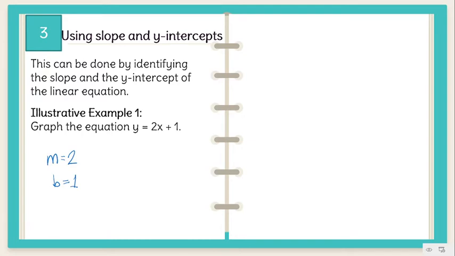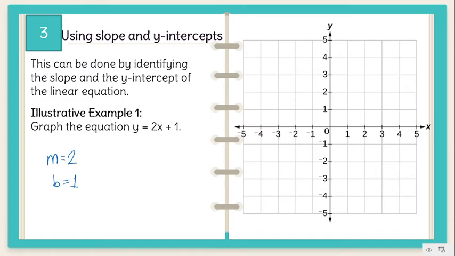We're now going to plot first the y-intercept and then use the slope to find the other point. So let's plot the y-intercept, which is 1. That is on the y-axis. So from 0, we're going to move 1 unit up. This is our y-intercept. And now we're going to use the slope.